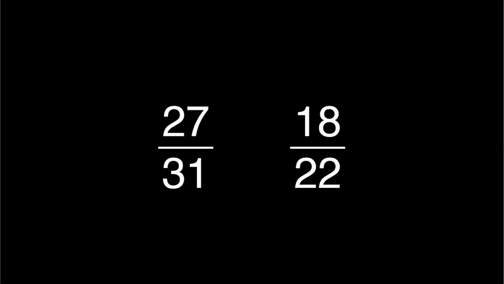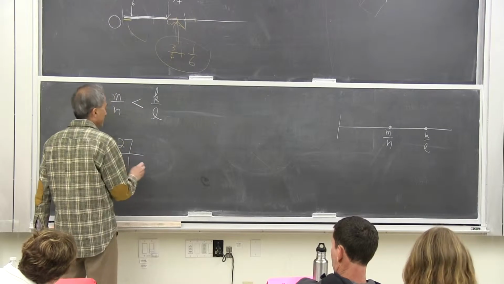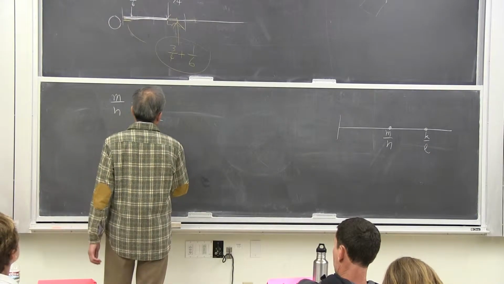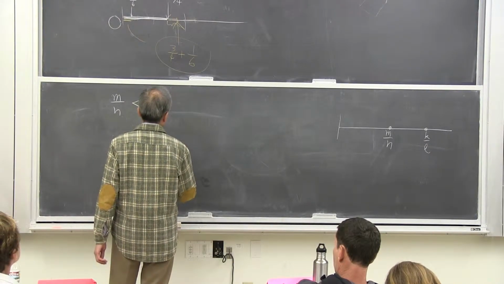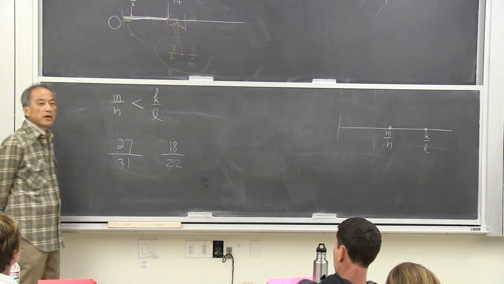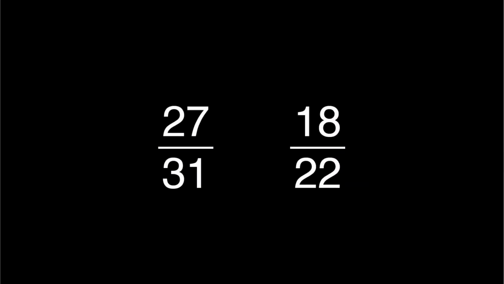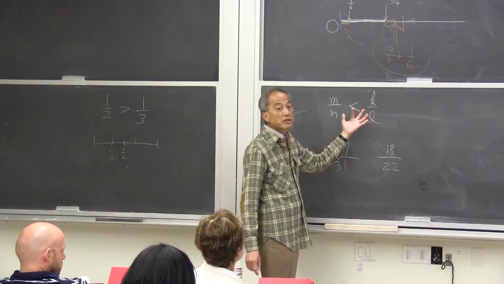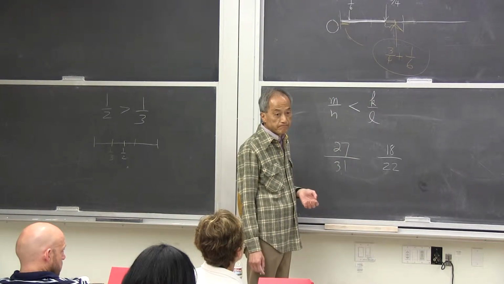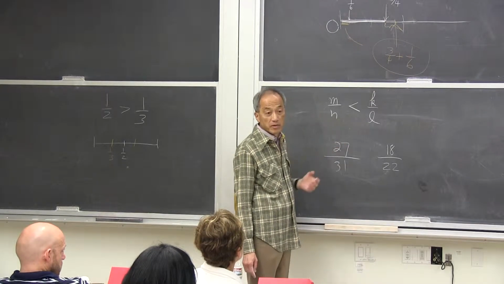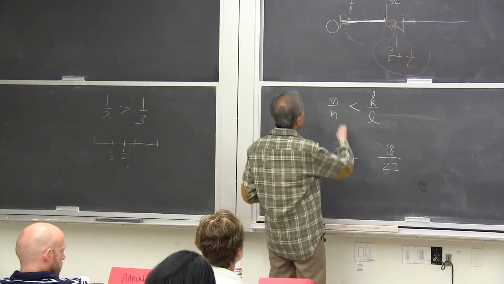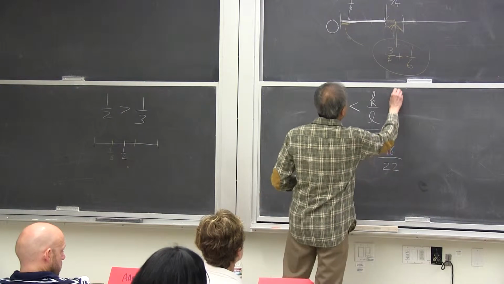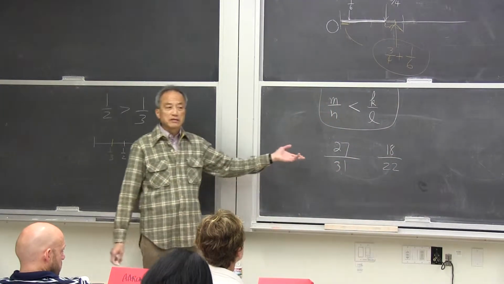See, for example, this one, 27 over 31, and then 18 over 22. Which is bigger? Decide. Or better yet, maybe I should rather tell you, given two fractions, how you decide which is bigger. Maybe that's a better way to formulate it. Okay, suppose I put this in suspense, and I say, okay, you decide, which is bigger?